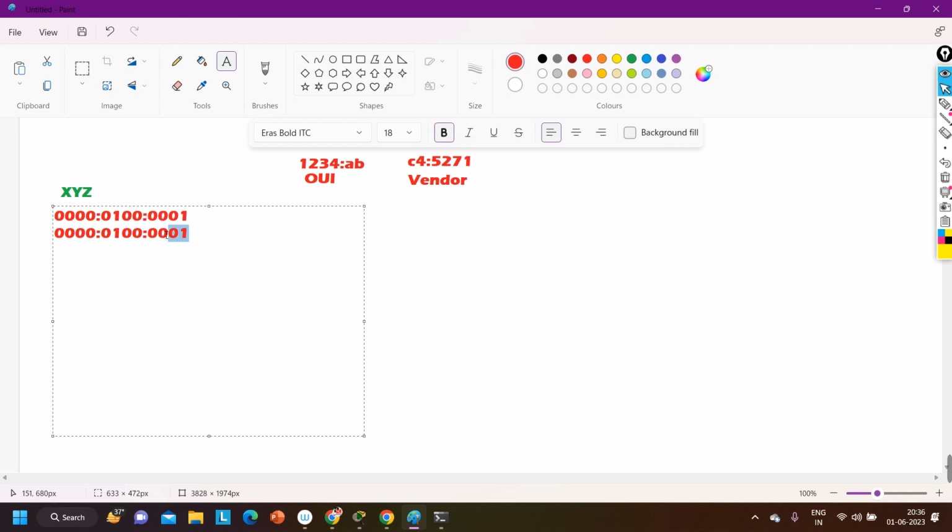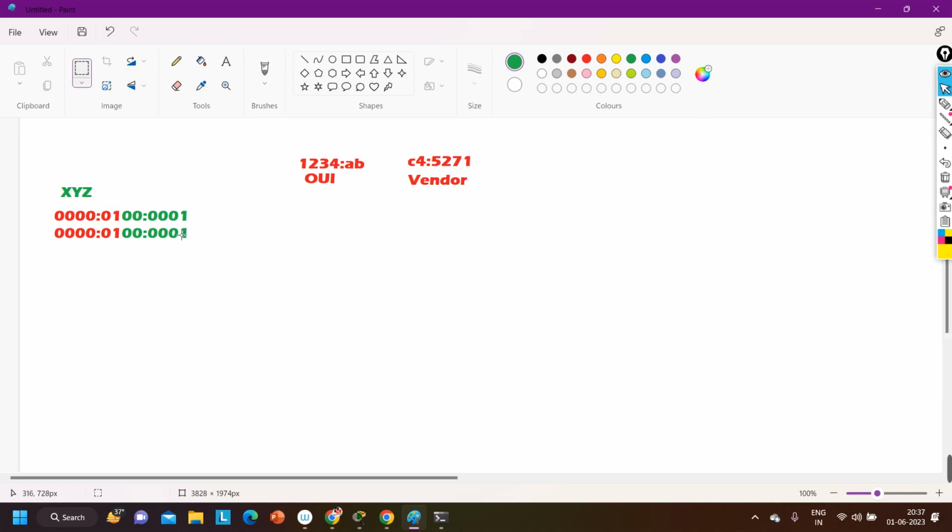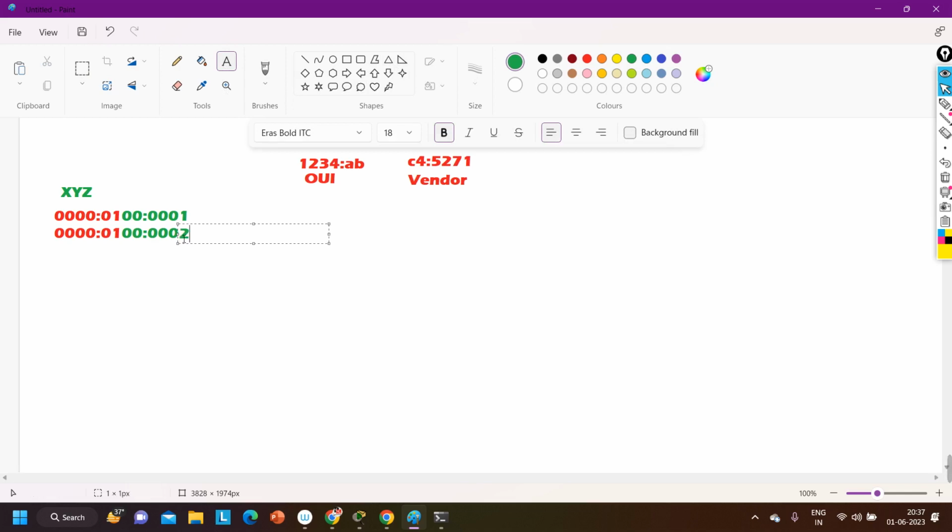Right? And let's say this is the OUI 24 and this one is, let's say, vendor assigned 24. In the same way, there is one more company. Sorry, it will also be. This is 02, not 1, 2. Thank you, brother.